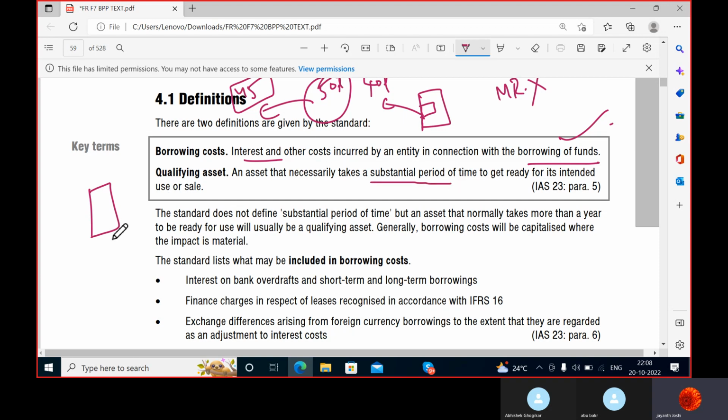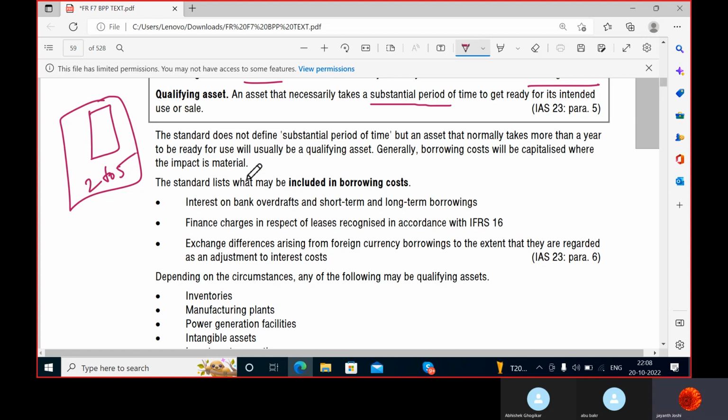That means, let's say you want to make this building. Generally 2 to 5 years is what people take to construct a building. So the standard lists what may be included in borrowing cost: interest on bank overdrafts and short term and long term borrowings. If you have borrowed to make that property, then you have to capitalize. Finance charges in respect of leases recognized in accordance with IFRS 16 will also be included in this borrowing cost.